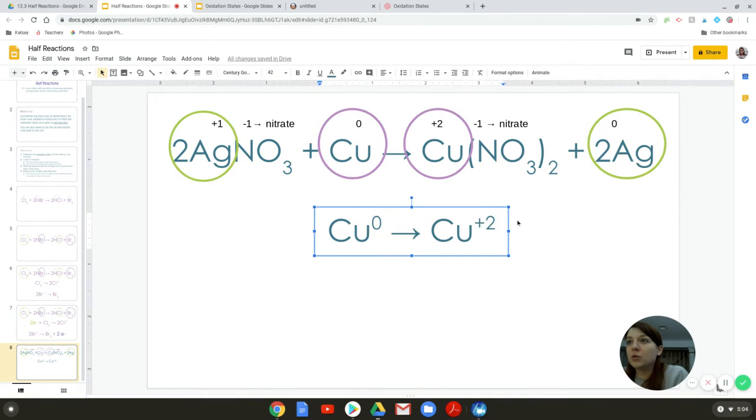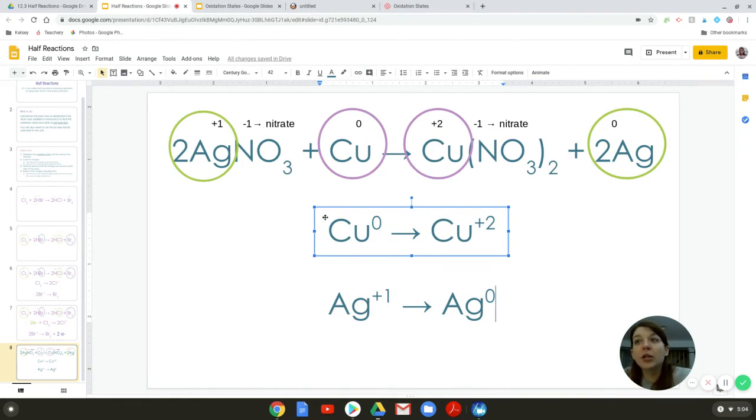And I also have silver +1 turning into silver 0. So I wrote my elements and I wrote their charges. Now I need to balance with electrons, and this is the hardest part.